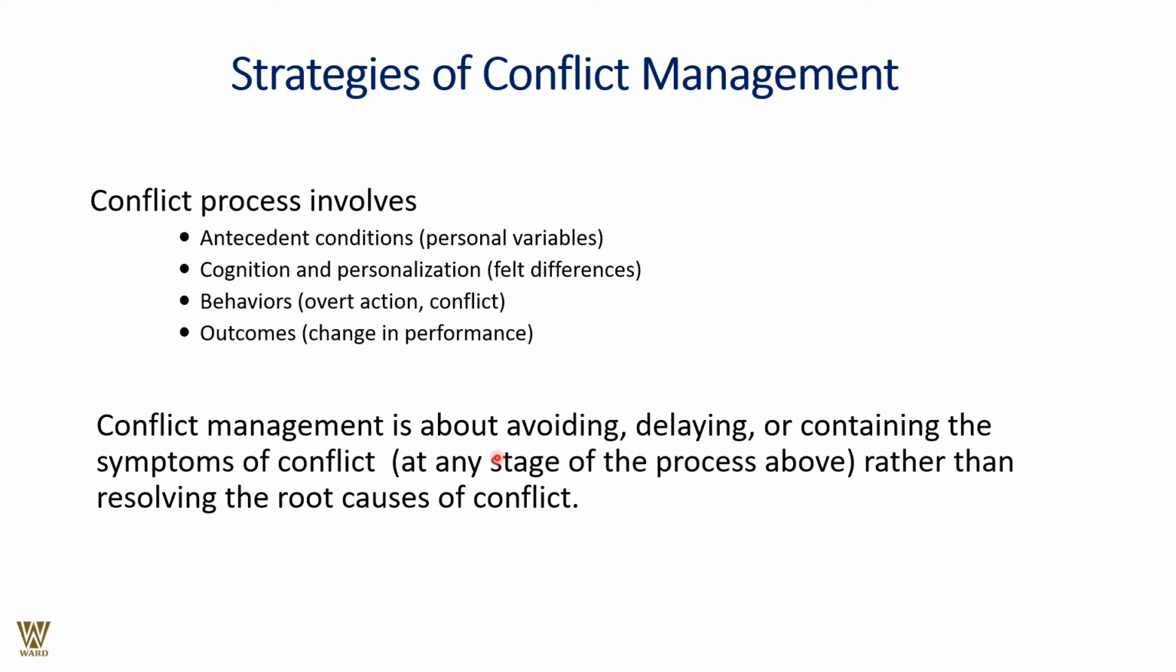So the conflict process involves antecedents, cognition, behaviors, and outcome. It is your thought process, it is your behavior, it is outcome, it is your background which actually helps or augments the conflict. So conflict management is avoiding. What is it? Avoiding those behaviors, the thought process, the outcomes, the antecedent condition, or delaying perhaps, or containing the symptoms of conflict, as the case might be, rather than resolving the root cause of conflict. This is what we are looking forward towards.